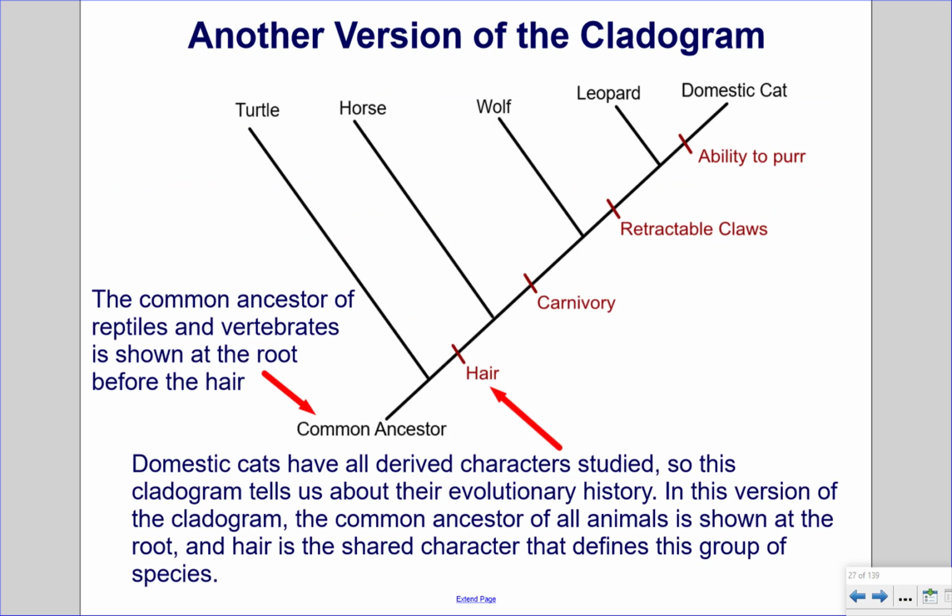Another version of the cladogram. The common ancestor of reptiles and vertebrates is shown at the root before the hair. Domestic cats have all derived characters studied, so this cladogram tells us about their evolutionary history. In this version of the cladogram, the common ancestor of all animals is shown at the root, and hair is the shared character that defines this group of species.